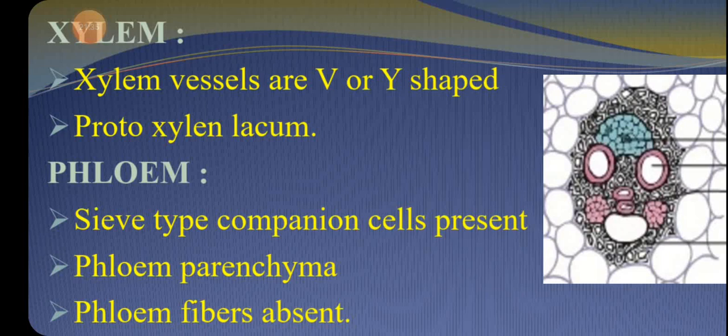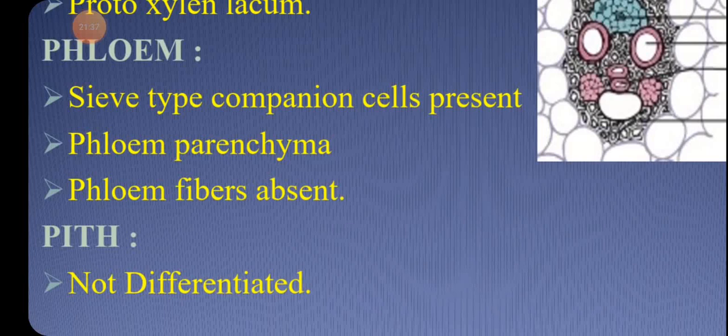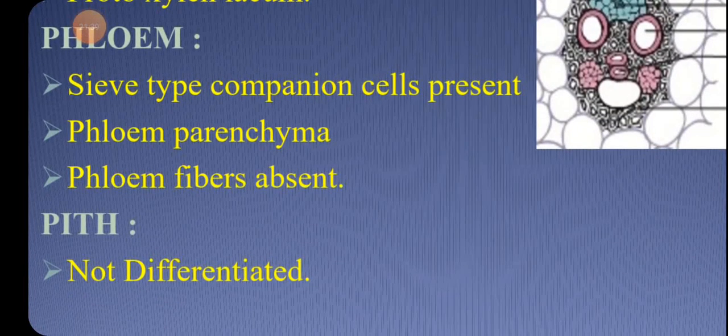Okay, then phloem: sieve tube and companion cells. Here not sieve tube elements, only sieve tube and companion cells are present. That is the food-conducting part. And phloem parenchyma and phloem fibres are absent. These are the constituents or components of the phloem.